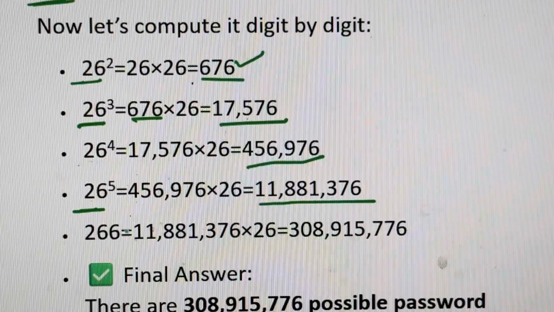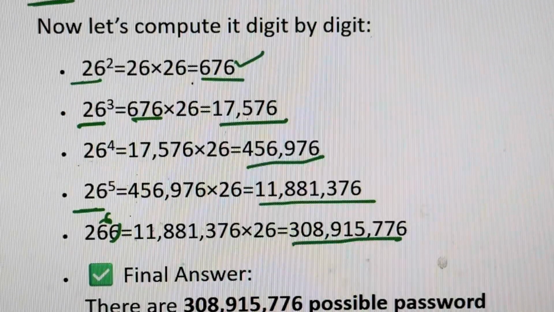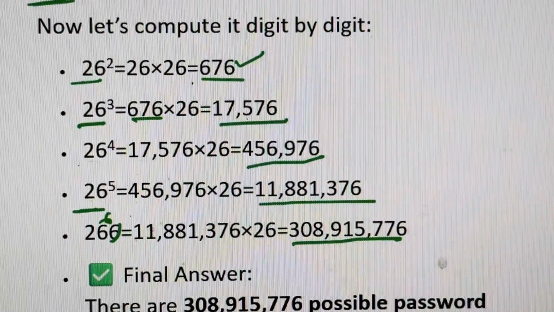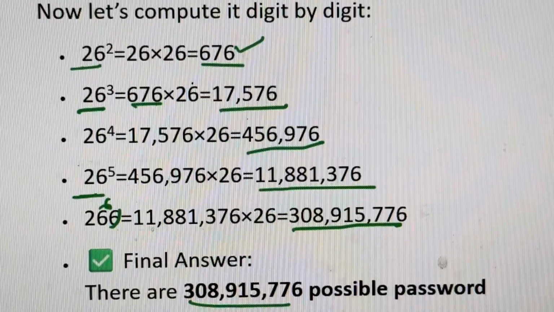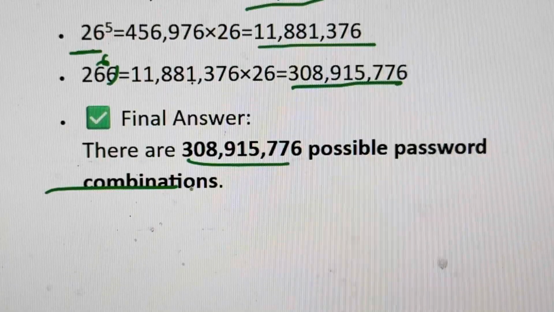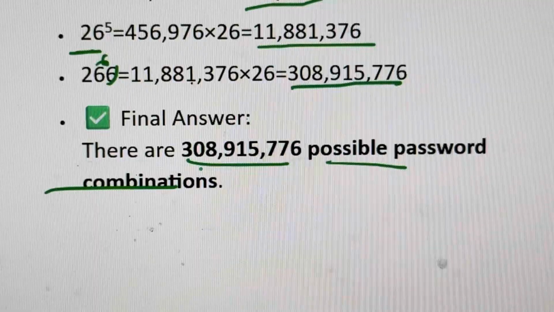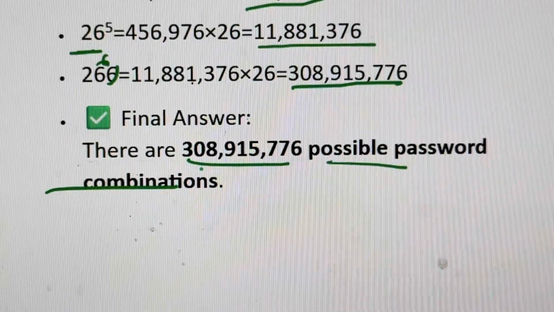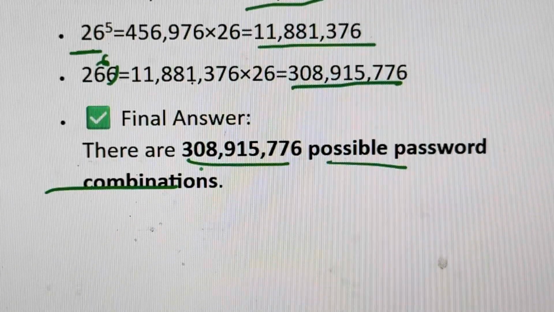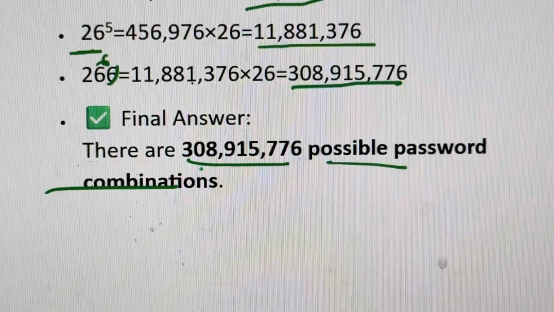And the final answer, right, 26 raised to 6, it is 308,915,000. This is the final answer. These many passwords are possible if you are using only letters as combination, right? So where we saw the 5-digit lock, that was a numeric password used. In this case, alpha means only alphabets are used here, right?